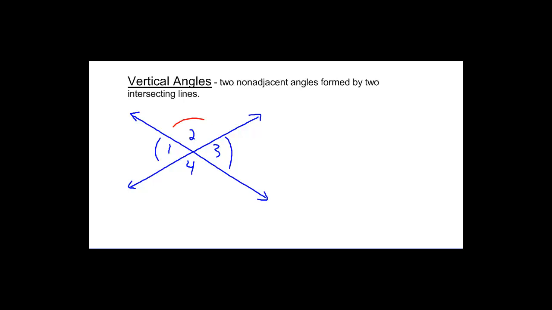Our next set of angles are vertical angles. Vertical angles are two non-adjacent angles formed by intersecting lines. So if I draw two intersecting lines, I create two sets of angles. The vertical angles here are the ones that are non-adjacent. For example, angle 1 and angle 3 form a set of vertical angles, as do angle 2 and angle 4.